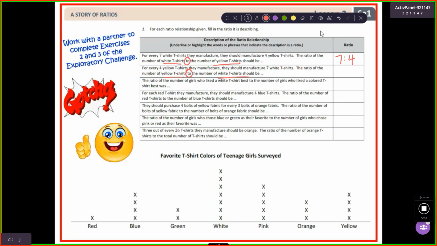4 to 7. What did they do between the first option and the second option? Are they both still part to part? Yes, but remember, order matters.